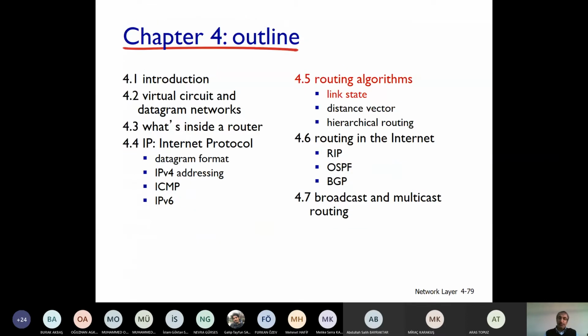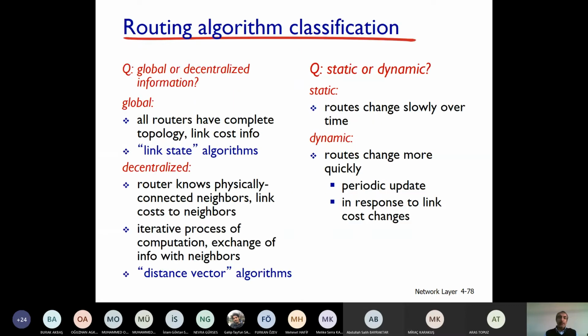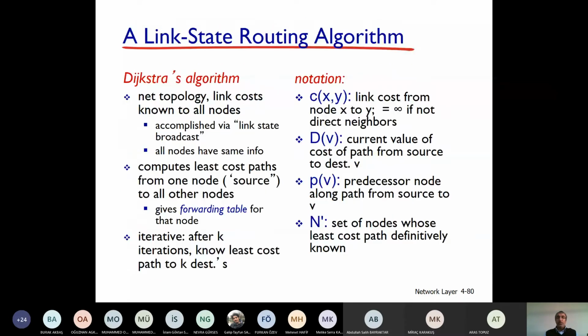Okay, so after this classification, let's start with the first one, which was the global approach, where all the routers have the complete network topology as well as the link cost of all the links. So the first one, we said is a link state algorithm, and the most popular algorithm in this case is the Dijkstra algorithm. So let's look at the Dijkstra algorithm.